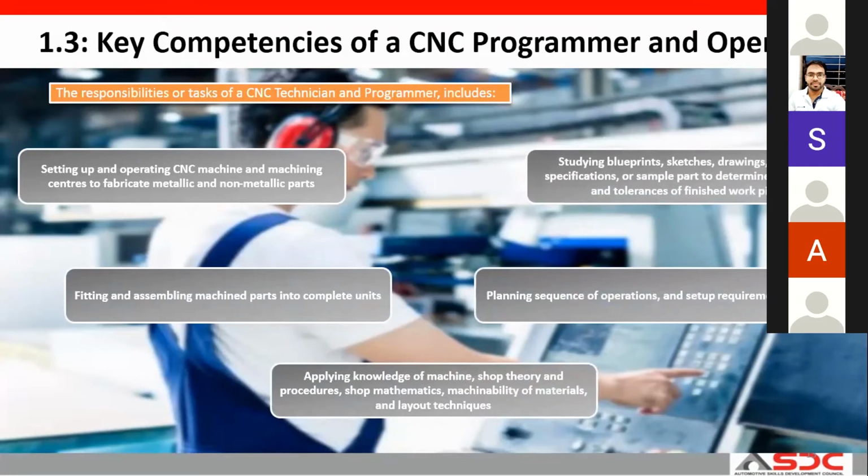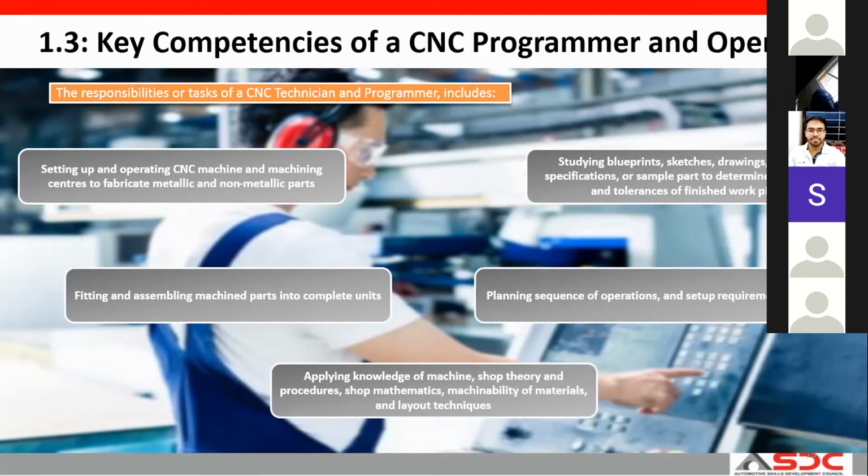how to start the particular job on that machine, lathe and milling centers, to produce the given job, which may be metallic or non-metallic. Then studying the blueprints, drawings, and machine manuals. A maintenance professional must know how to read the machine manuals. Operators and setters should know how to read the specification of the machine, the specification and standards of the given job, the dimensions of the part, and the tolerances of the finished workpiece.